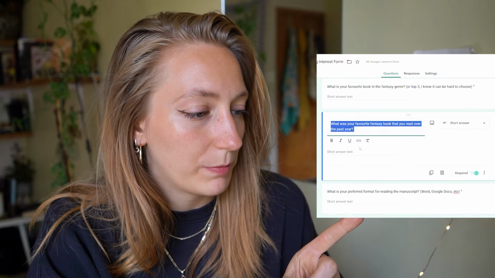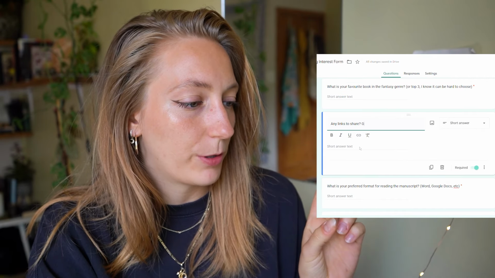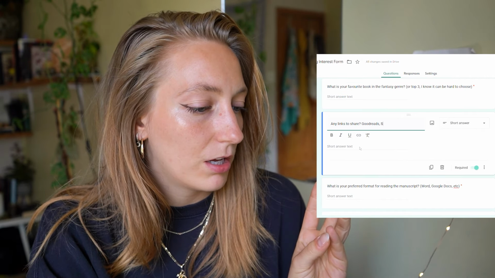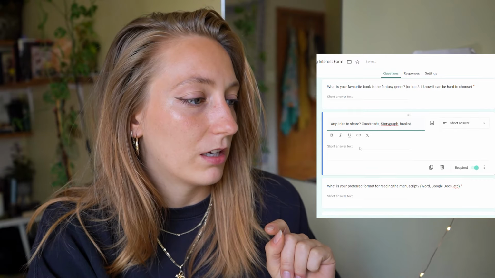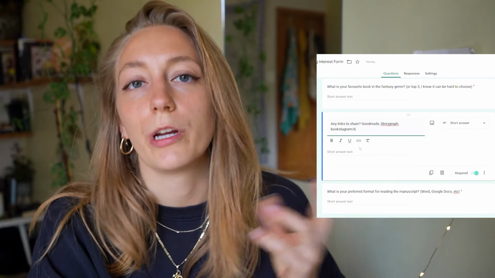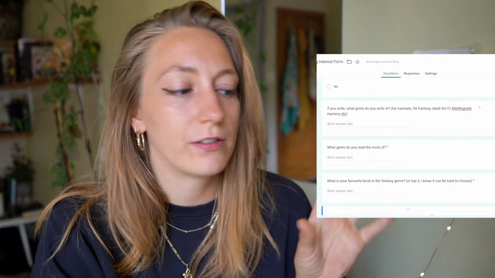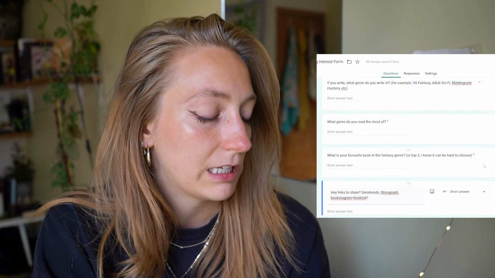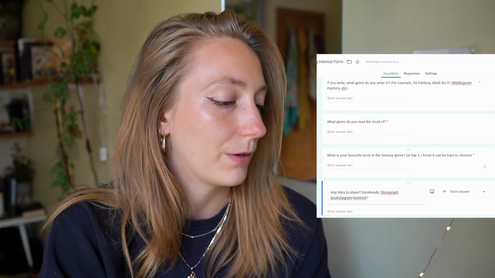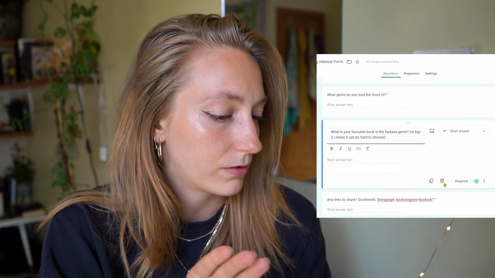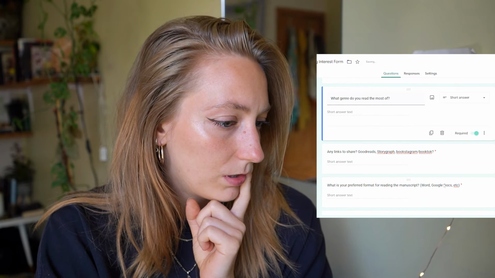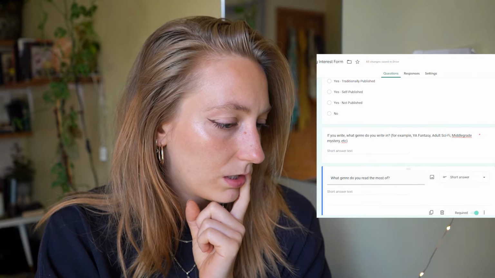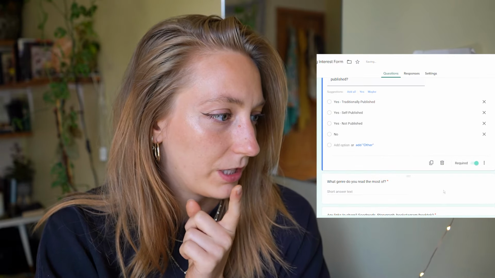I'm going to change this one because I feel like I ask a lot of questions about the genre and what they're reading. So instead I'm just going to ask if they have a StoryGraph or Goodreads to share. And then I think I can get rid of this question because if they give me their links, I'll see what books they read anyways, so I feel like that's unnecessary. I also feel like it's more important for me to know what they read.